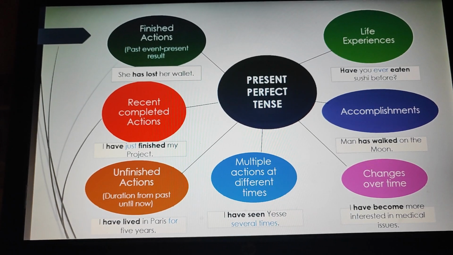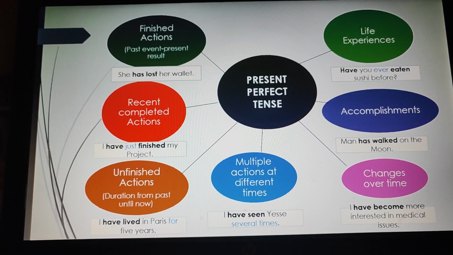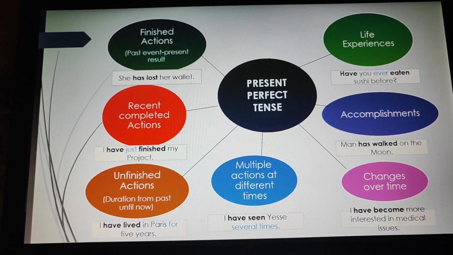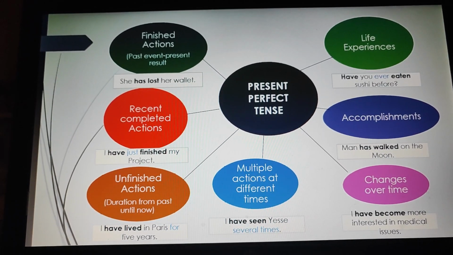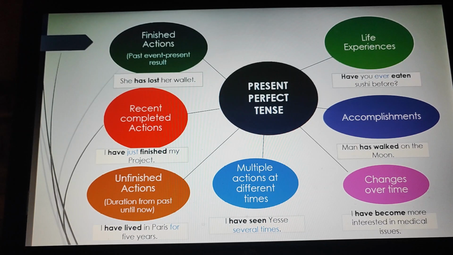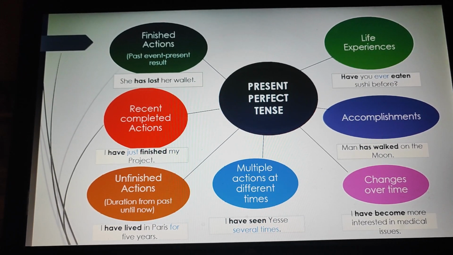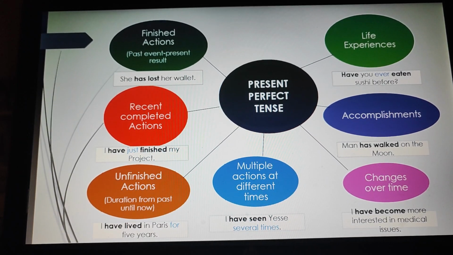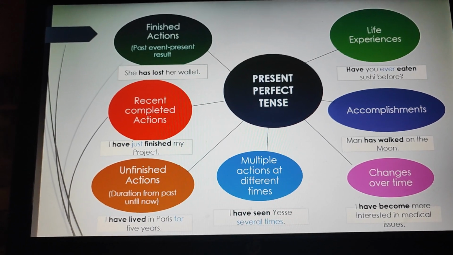Accomplishments or achievements. A man has walked on the moon. Change over time. I have become more interested in medical issues. Maybe this person has an interest in medical issues. Maybe in the past the person was interested in, I don't know, maybe cars, for example.